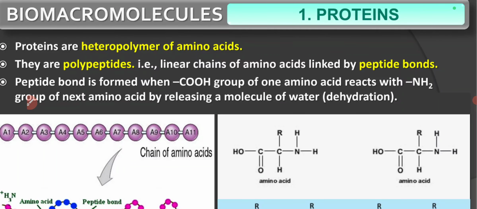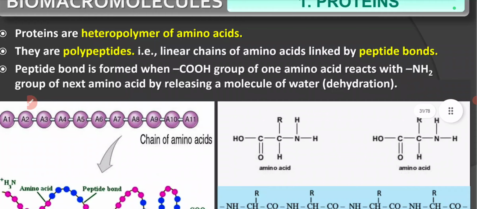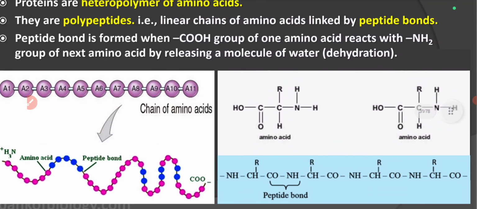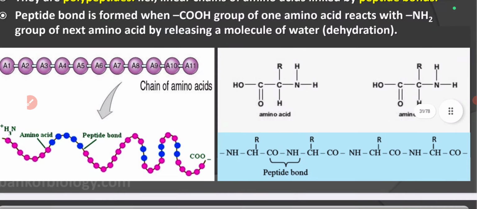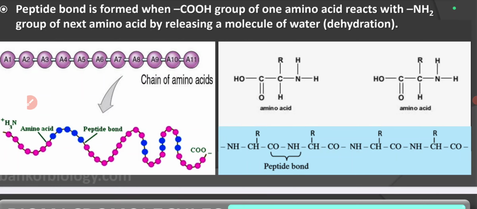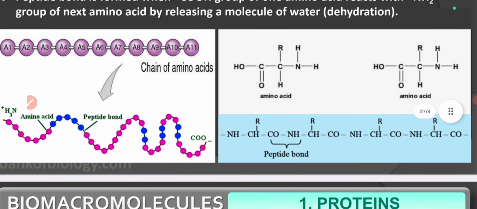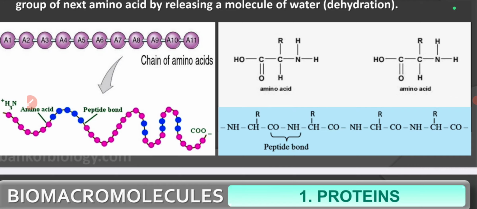Proteins are heteropolymers of amino acids. They are polypeptides, that is, linear chains of amino acids linked by peptide bonds. A peptide bond is formed when the COOH group of one amino acid reacts with the NH2 group of the next amino acid by releasing a molecule of water, that is called dehydration. As you can see, the chain of amino acids and how the peptide bond is arranged between these amino acids.